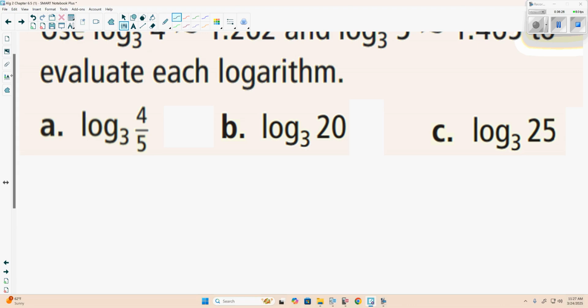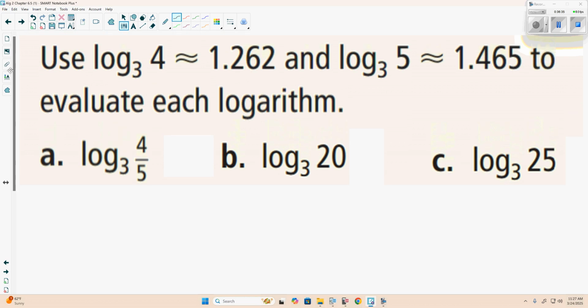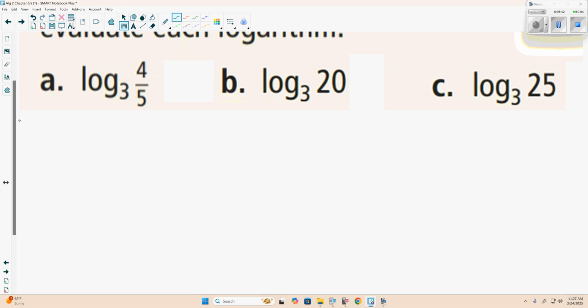All right, let's look at these here. Log base 3 of 4/5. Now for these three here, they gave us log base 3 of 4 and log base 3 of 5. So log base 3 of 4/5, according to our quotient property, we can say is log base 3 of 4 minus log base 3 of 5.